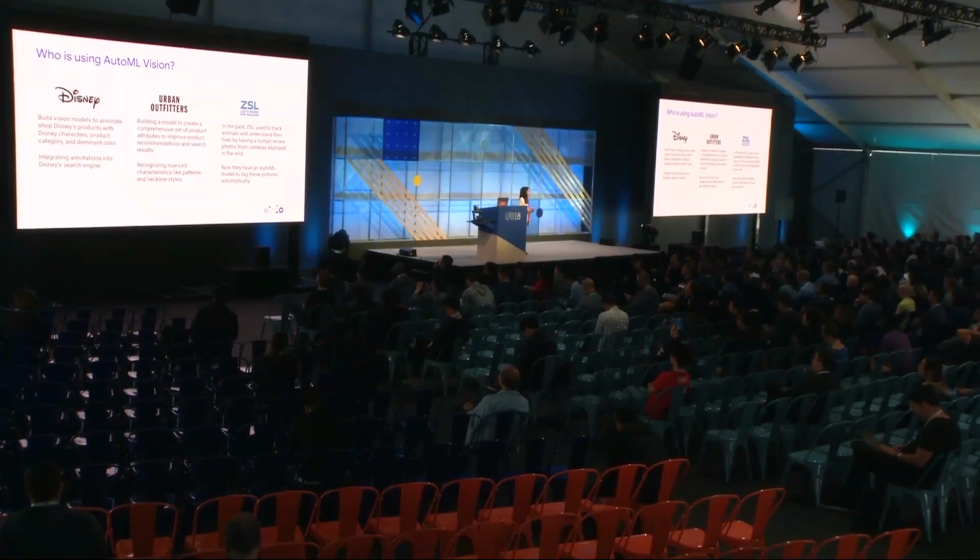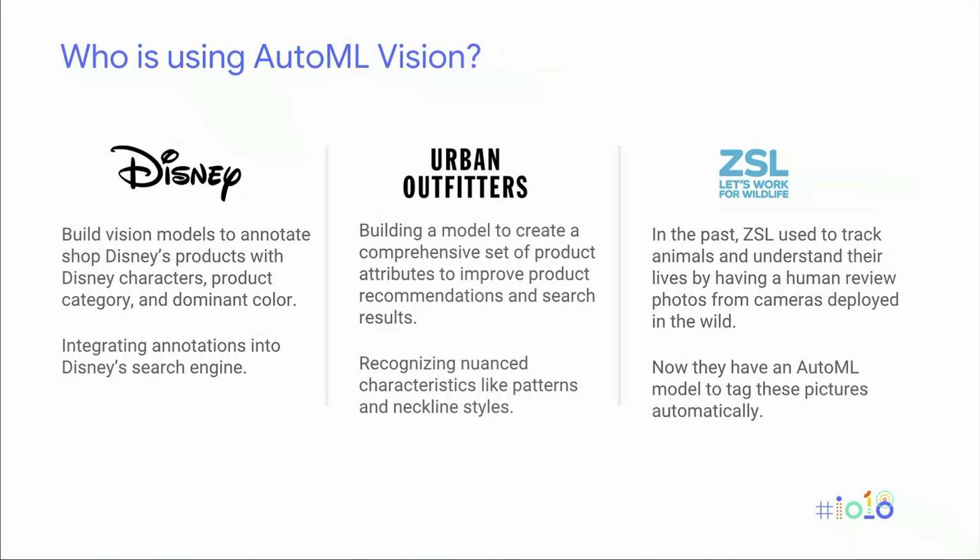A little bit about some companies that are using AutoML Vision and have been part of the alpha. Disney is the first example. They trained a model on different Disney characters, product categories, and colors. And they're integrating that into their search engine to give users more accurate results. Urban Outfitters is a clothing company. They've got a similar use case. They trained a model to recognize different types of clothing patterns and neckline styles. And they're using that to create a comprehensive set of product attributes. And they're using it to improve product recommendations and give users better search results.